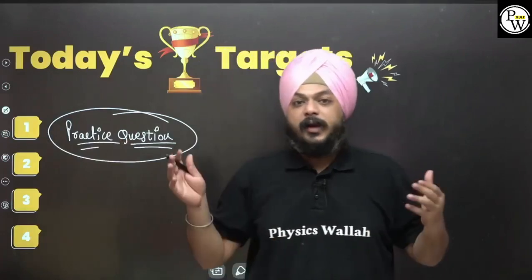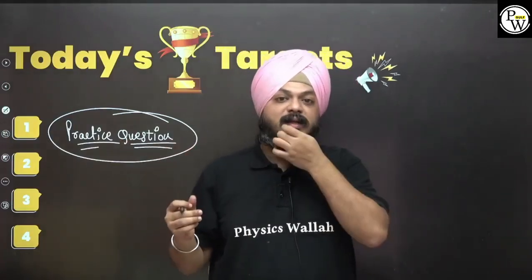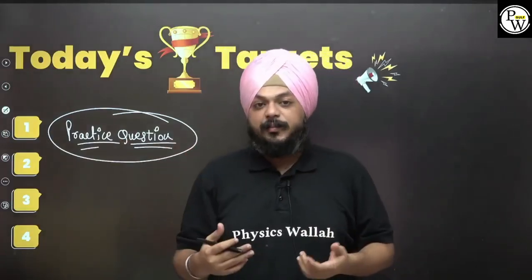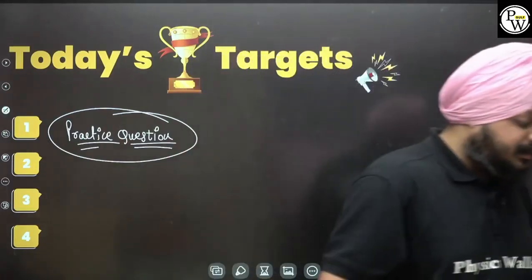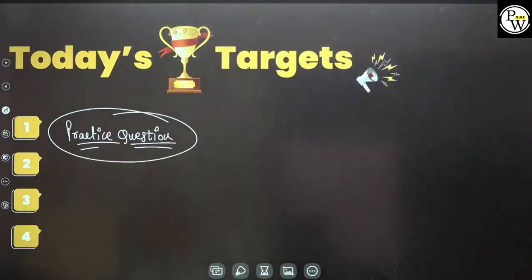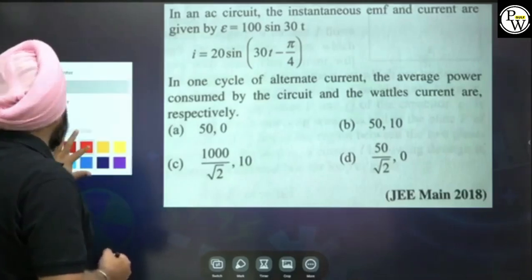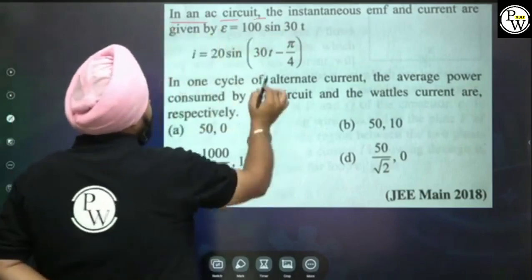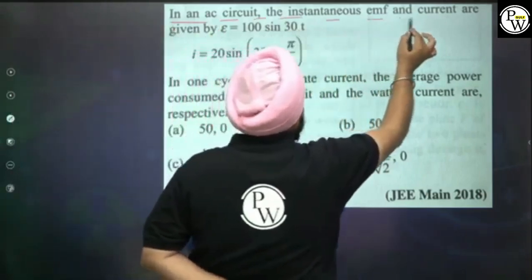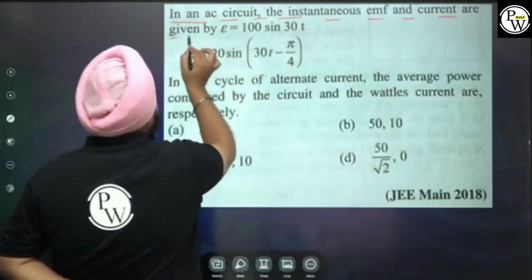So the agenda of today's lecture will be practice questions, basically the PYQs. So guys, let's move on to the first question. In an AC circuit, the instantaneous EMF and the current are given by.